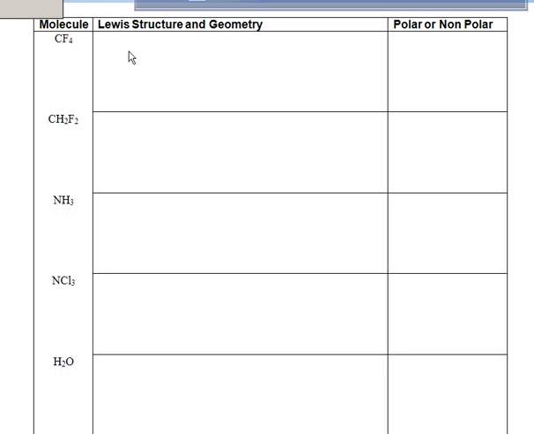Let's look at a few more molecules. We'll start with carbon tetrafluoride. If we draw the Lewis structure for that, we're going to get 4 fluorines, symmetrically distributed around the carbon center in a tetrahedral shape.